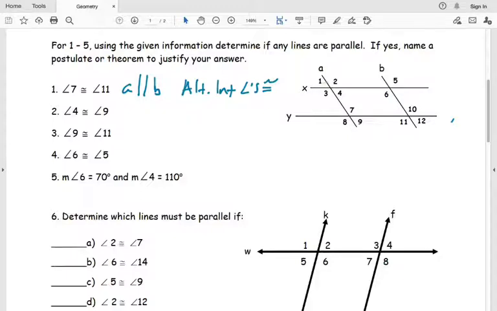Okay, so next we have angles 4 and 9. So angle 4 is congruent to angle 9. Those are going to be formed by these lines here and this transversal. Those are corresponding angles, and as long as we know that corresponding angles are congruent, then we know that the lines are parallel. And the two lines in this case that are going to be parallel to each other are x and y. So x is parallel to y, and it's because corresponding angles are congruent.